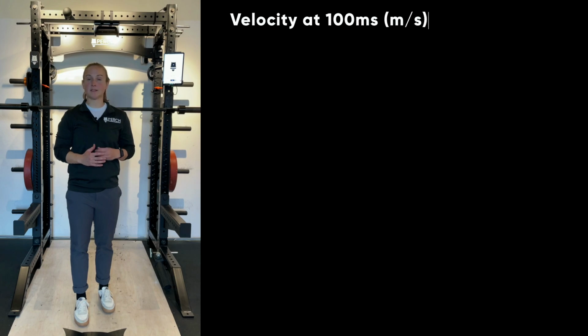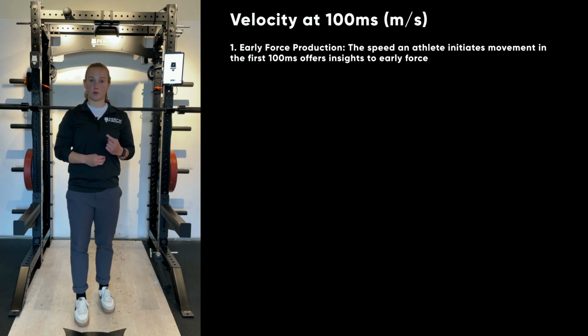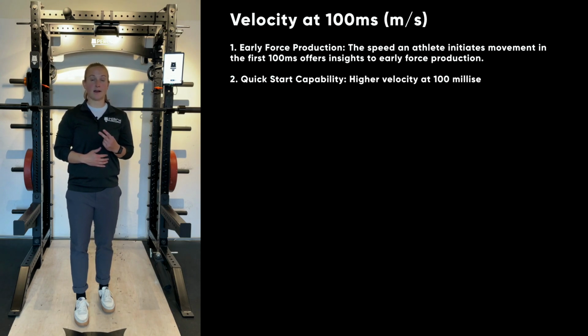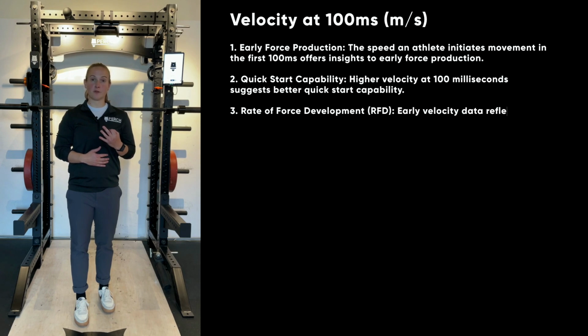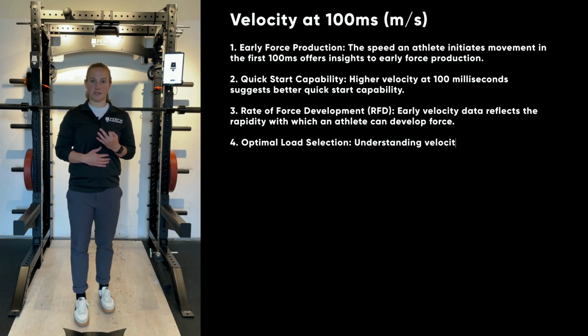The next thing we're going to talk about is velocity at 100 milliseconds. This is the initial concentric portion of the movement. Some things it might indicate are number 1, early force production. It measures the speed at which an athlete initiates movement within the first 100 milliseconds, offering insights into early force production. Number 2, quick start capability. A higher velocity at 100 milliseconds suggests better quick start capability, which is crucial for explosive movements in sports. Number 3, the rate of force development. Early velocity data reflects the rapidity with which an athlete can develop force in the initial phase of a lift.